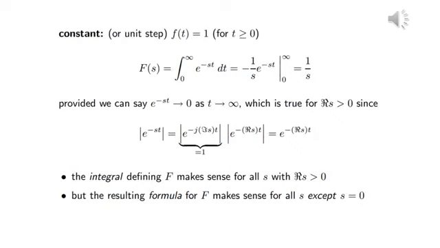Another example of the unit step function is presented here. Let's say the constant or unit step function is f of t equal to 1. Here 1 means that it only exists for t greater than or equal to 0, and its magnitude is 1.